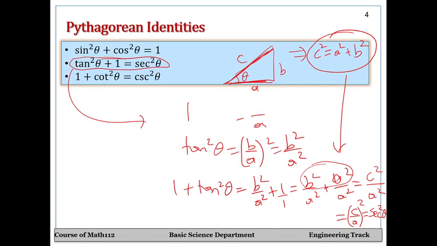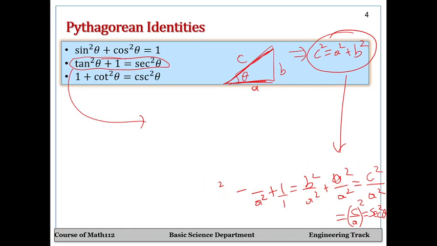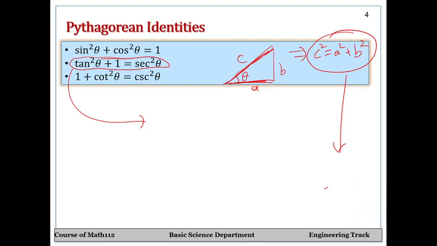Since we have the squares all the time, this equality will hold for positive and negative trigonometric values of tangent and secant. So theta can be any angle, not only an acute angle, but it might be a big obtuse angle or any other type.